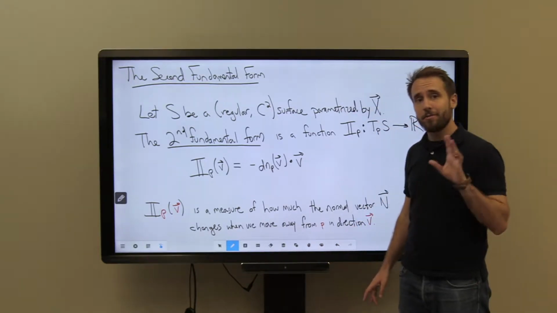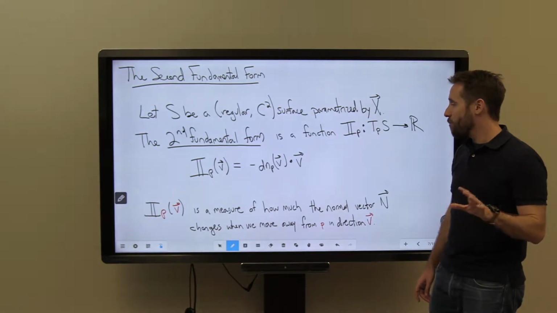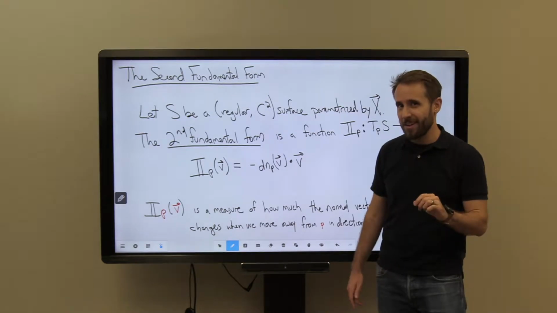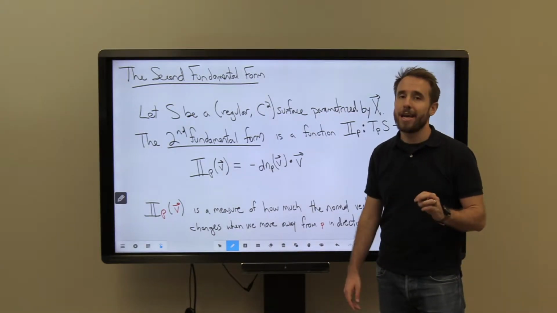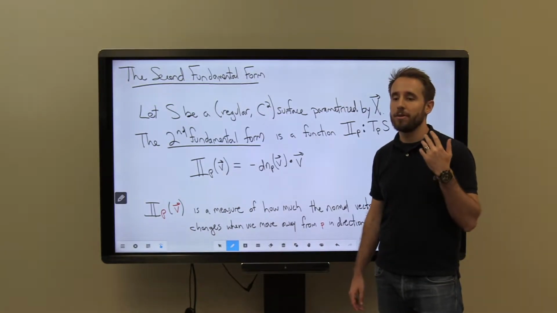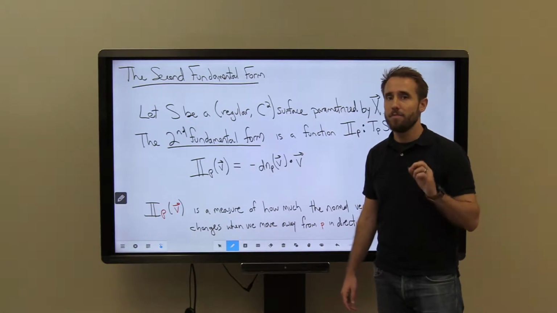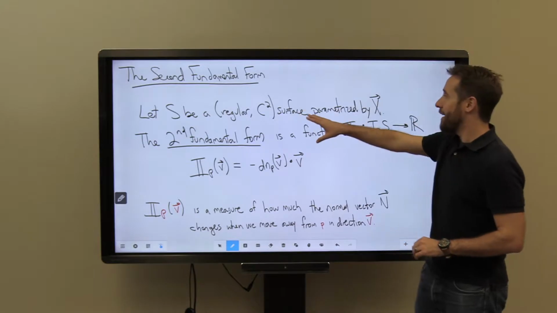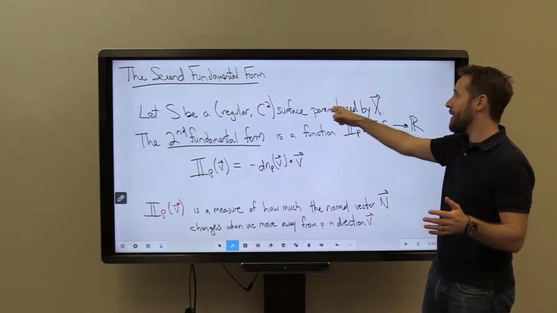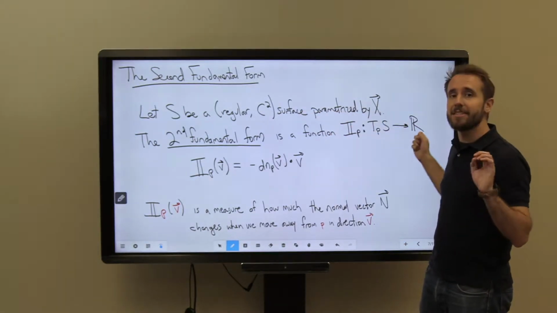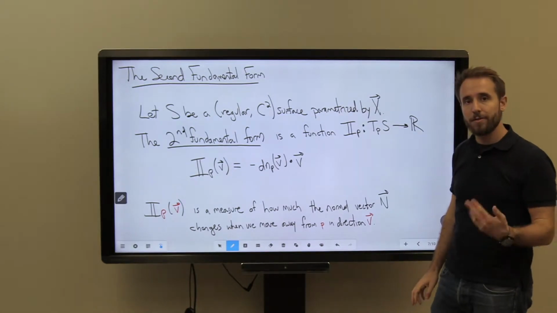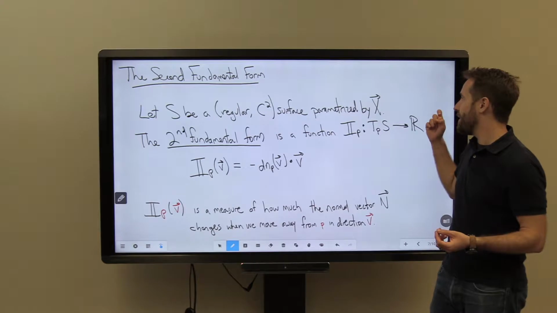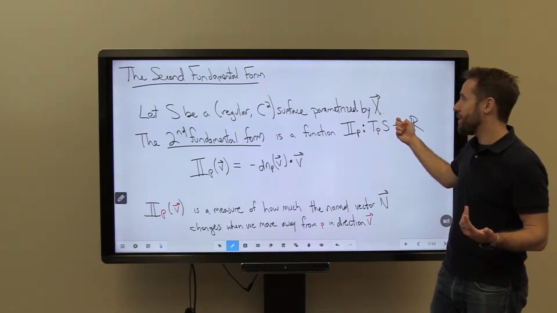The second fundamental form works a little differently. It will be a measure of how our surface is curving in space. And it will do that by measuring how much our surface's normal vector moves in a given direction. But let's not get ahead of ourselves. We're going to take as a setup a surface that's at least C2, so we can take at least two derivatives of the parameterization. It's parameterized by a capital X.